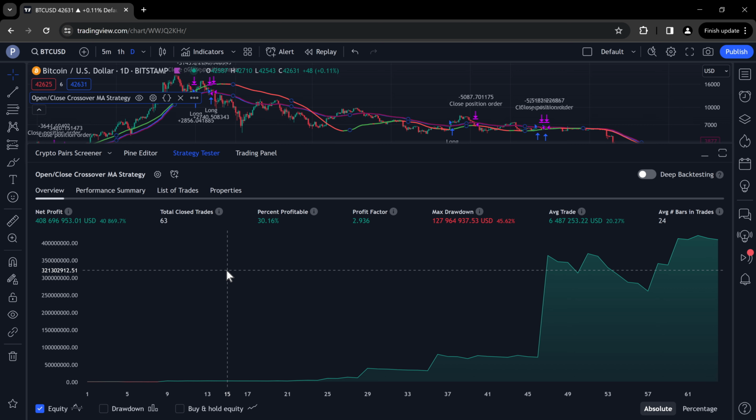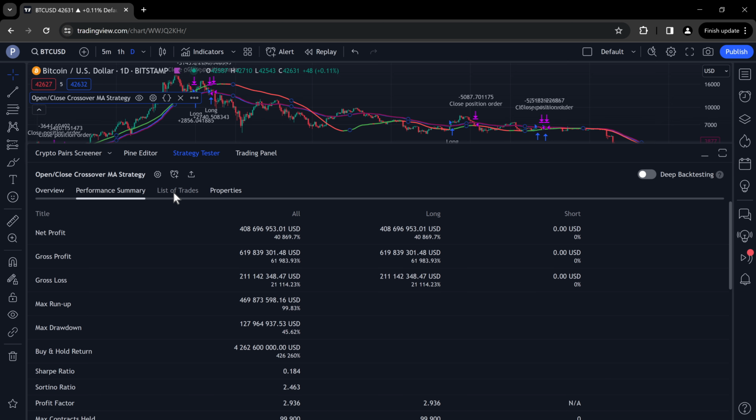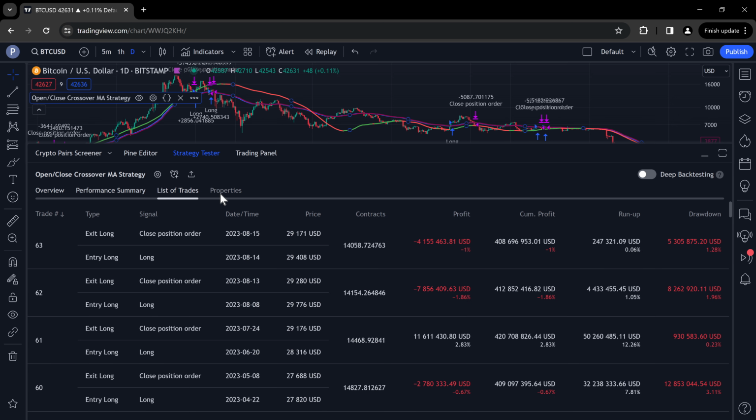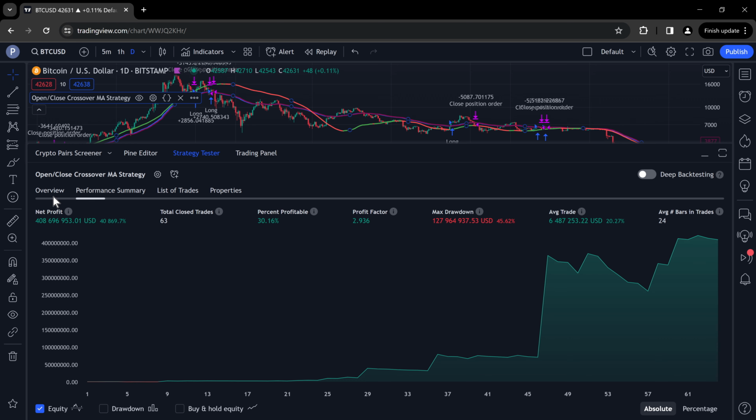This Strategy Tester has 4 tabs or 4 sections. First section is Overview, second Performance Summary, third List of Trades, and fourth Properties. All these sections have different types of metrics, and we are going to overview all these metrics one by one.